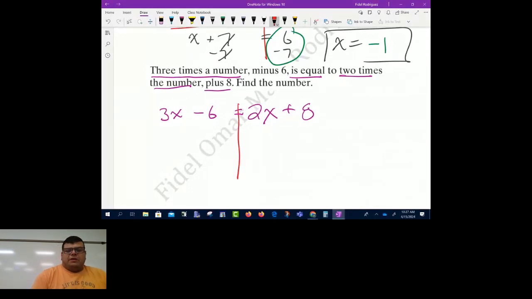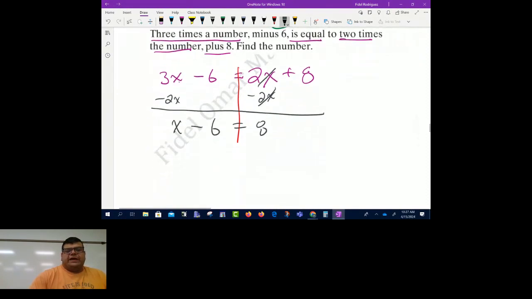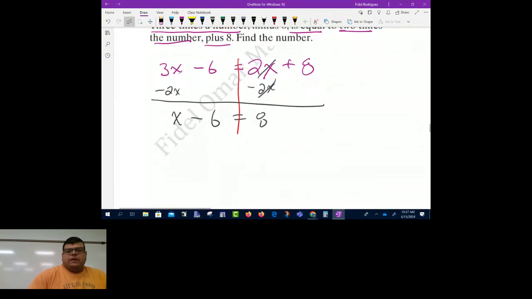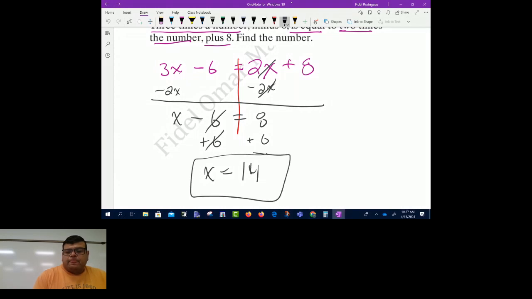Okay, y'all, I'm going to draw my line. I'm going to move the smaller x to the bigger x, right? So 3x minus 2x is just an x. Minus 6 equals 8. Sorry. So right here, y'all, I'm going to go ahead and add 6 to both sides. And 8 plus 6, y'all, should just give me 14, right? And there we go.